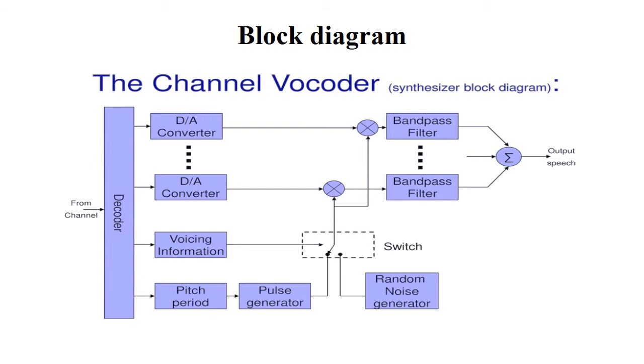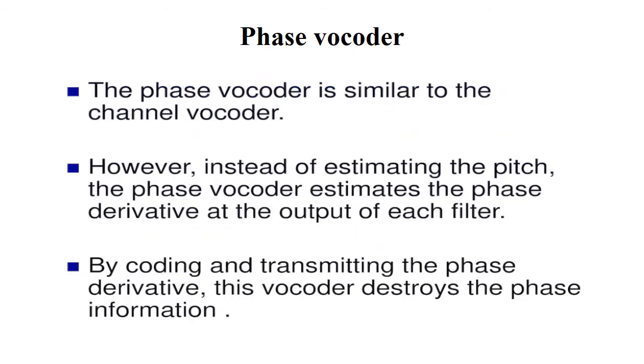So to recover this noise, we are using a random noise generator. The next one is the phase vocoder. The phase vocoder is similar to a channel vocoder. Here, instead of estimating the pitch, the phase vocoder will estimate the phase derivative at the output of each filter.